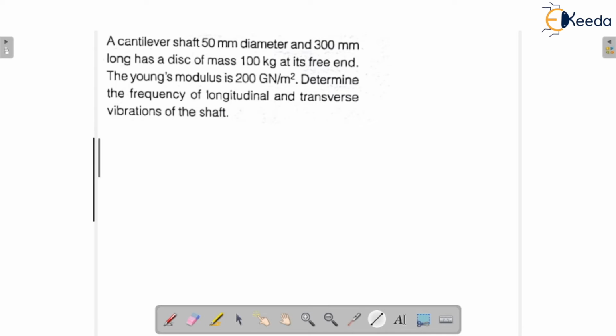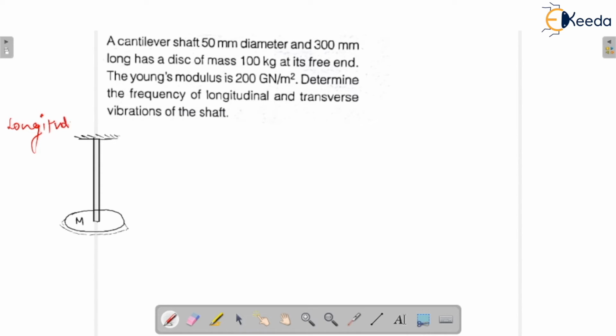So this is our shaft having the diameter, and the rotor is attached at the end of the shaft like that, because in the cantilever one end of the shaft is fixed here and at the other end there is a rotor having mass m. So now first we are calculating the longitudinal frequency. So we are discussing longitudinal vibrations first.